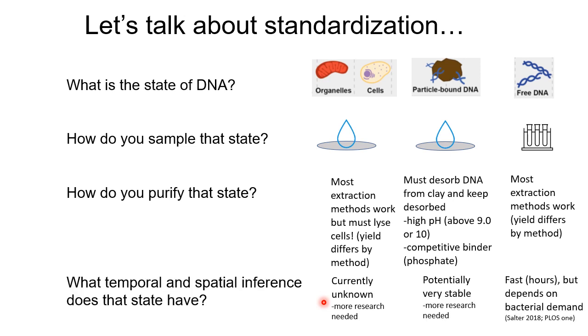And the other major unknown here is the temporal and spatial inference. With free DNA, we're pretty close to understanding this. We see that it's pretty fast, and it also depends on bacterial demand, so they're eating DNA, but particle-bound DNA is potentially very stable. And for the current state of what's going on with organelles and cells, I would say we have a lot more research to do.